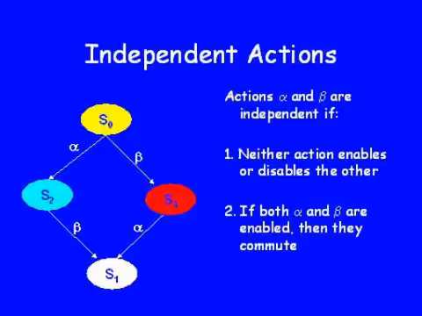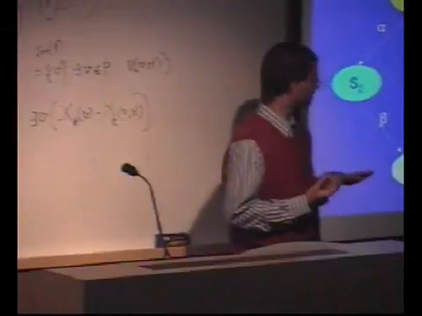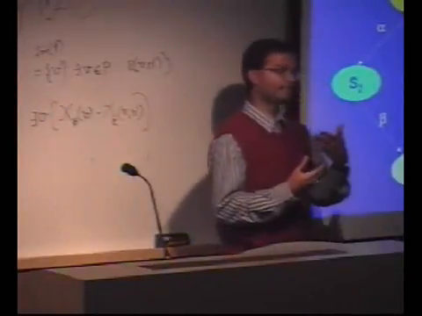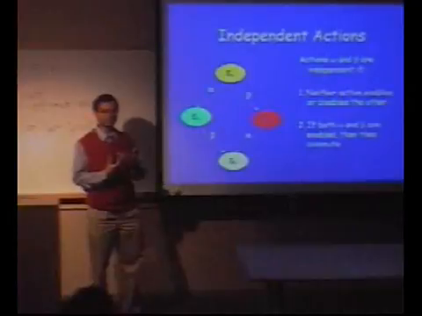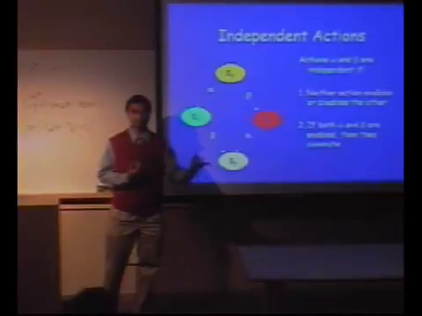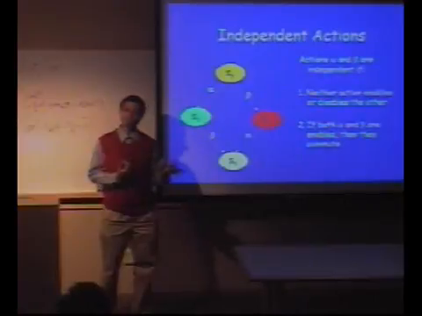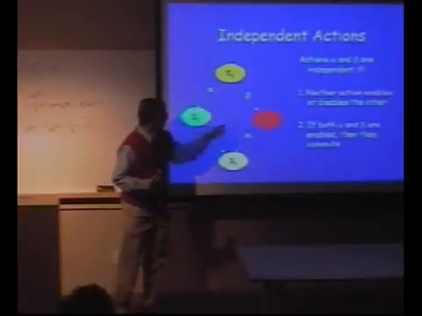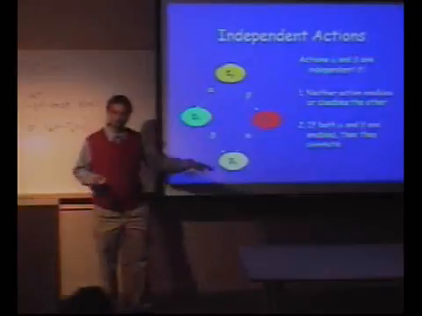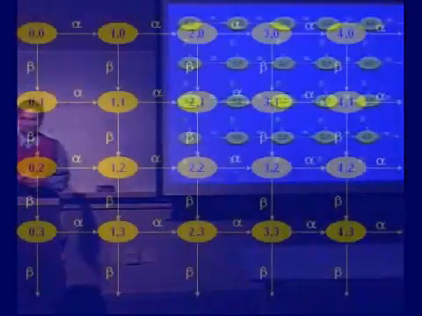Two actions are independent, and this is actually a central notion in partial order reduction, if two conditions are satisfied: neither one enables or disables the other, and if both are enabled, then they commute. So I cannot have alpha enabled in a state and beta not enabled, and then have the execution of alpha make beta enabled, and vice versa. If beta is enabled, execution of alpha cannot disable beta. And if both of them are enabled, then executing them in either order doesn't matter. I always get to the same state. So that's what is meant by independence of actions.